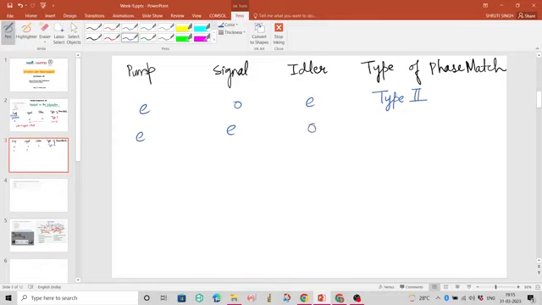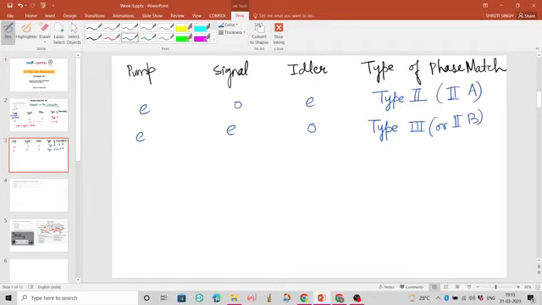So next can be the EEO. So if you exchange these two, signal and idler polarization, still you will get the pump as E. So this one is type 3. Type 3, or it's similar to type 2. So it is 2B. Or this one we can say as 2A.